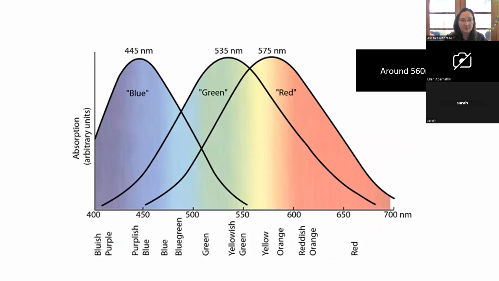Another look at the different wavelengths of the visual spectrum. Right, and this is all your cones are capable of picking up. Anything below about 400 nanometers is going to be ultraviolet. Anything above about 700 is infrared.